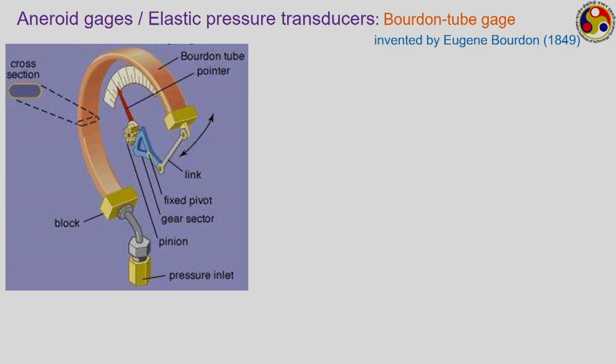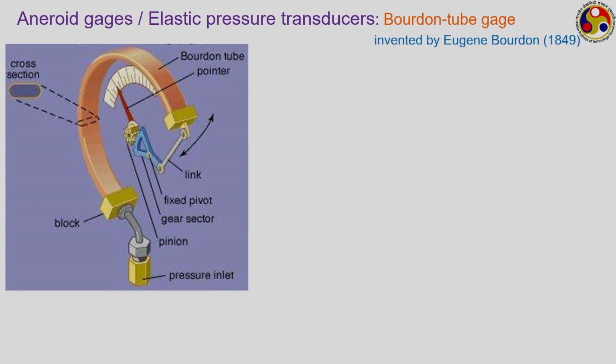Let us move on quickly to another kind of pressure measuring devices, which are elastic pressure transducers. In case of elastic pressure transducer, our operation is quite similar to the elastic transducer that you were introduced to in conjunction with the displacement measurement. And the most common type of elastic pressure transducer is a Bourdon tube gauge, invented by Eugene Bourdon in 1849.